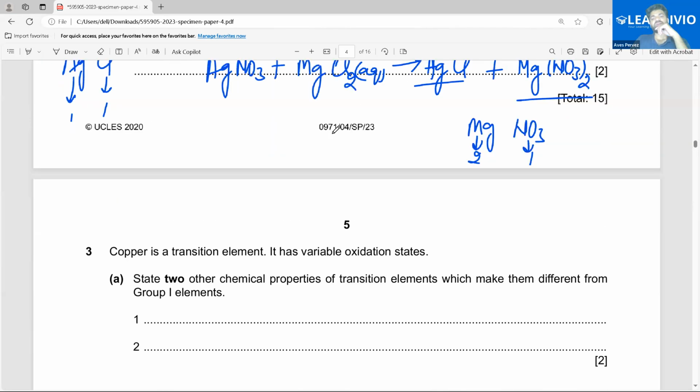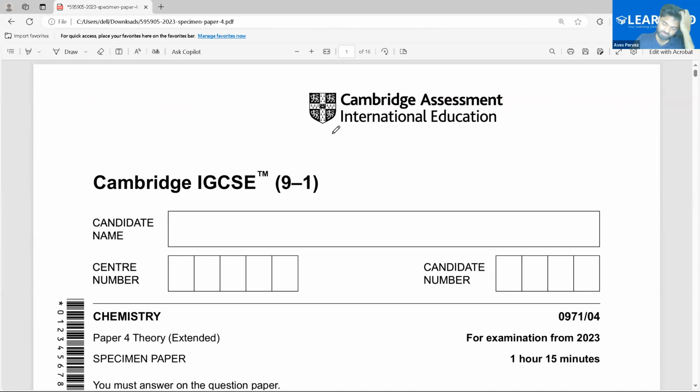Almost all the questions from this topic we have done. Next we are going to discuss the rate of reactions.